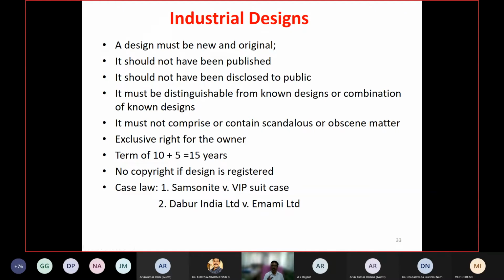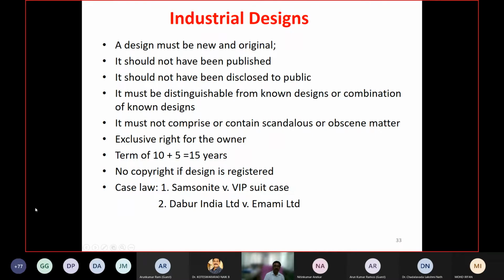So no copyright if the design is registered. So the design has to be registered as an industrial design product under Section 2(d) definition. It satisfies the definition under the Designs Act 2000 in India. So no copyright can be given once it is registered as an industrial design.